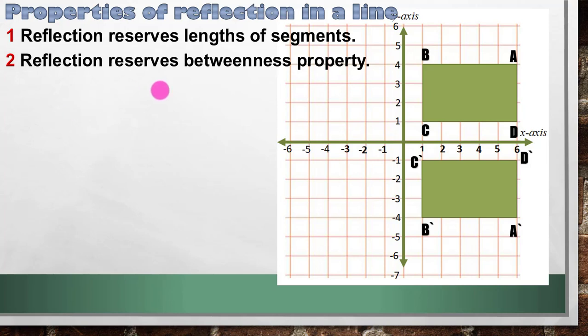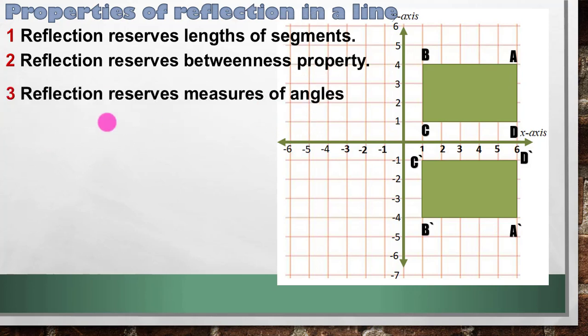The second property: it preserves the betweenness property. What does it mean, Mr. Ahmed? If we have a point between A and B, I'm calling it, for example, E, then E' appears here in this position. E is between A and B, and E' is between A' and B'. This is the betweenness property, so the reflection preserves betweenness.